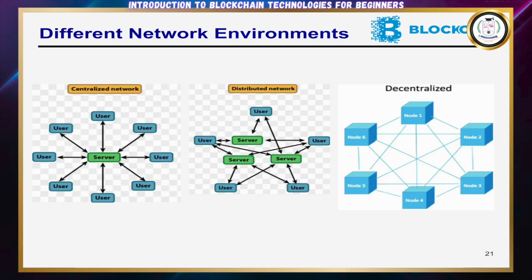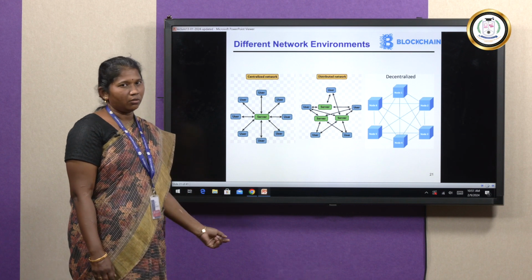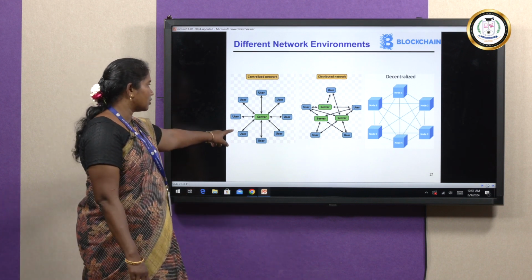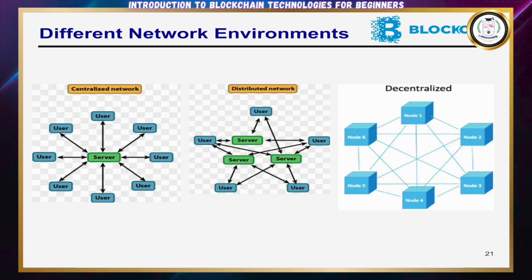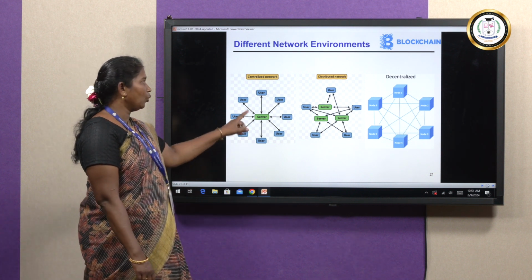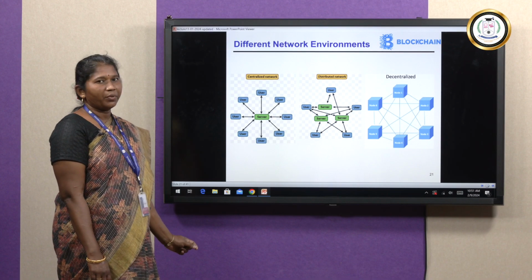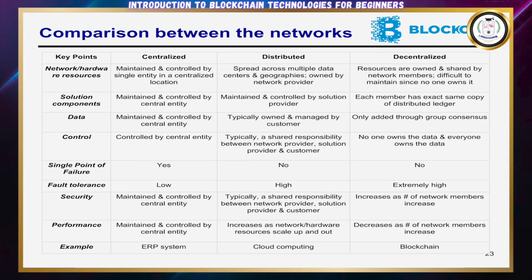And these are the different network environments. Usually nowadays we are mostly using centralized networks, and again distributed networks. This decentralized network is used in the blockchain network. In the centralized system, we have many users and one server. But in the distributed system, there are more than 2 or 3 servers and more users, and they will be connected to any one of the servers. But in the decentralized system, each and every node will act as the server. So, this is called the peer-to-peer network. And these are the key components and differences between each of the networks.